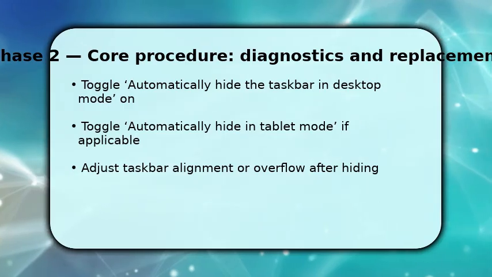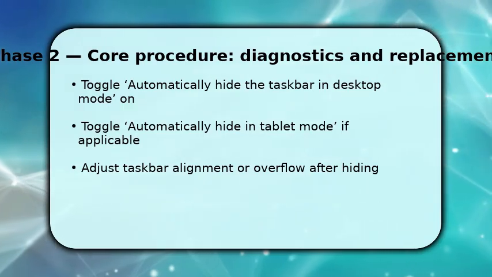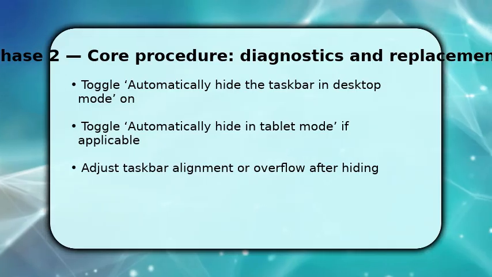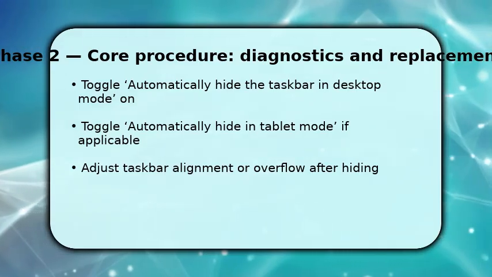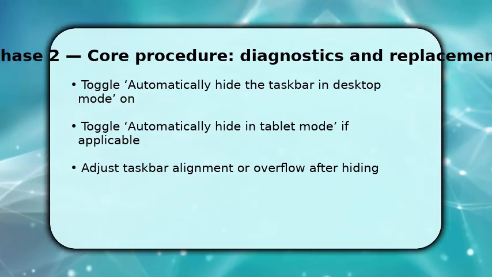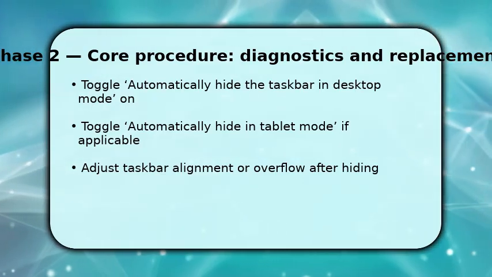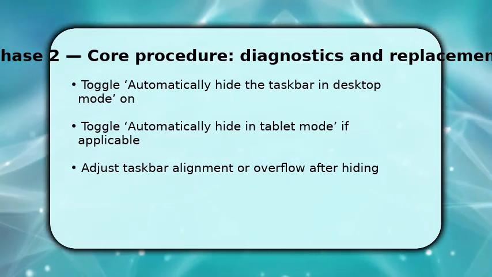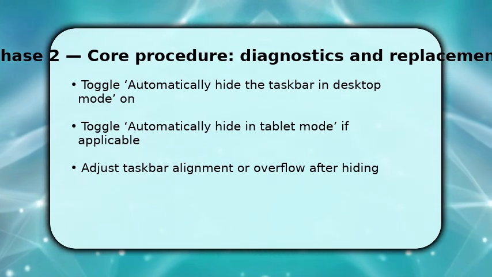Your taskbar should disappear. If it reappears unexpectedly, check app notifications or pinned apps. They can force visibility. Make adjustments to alignment or overflow to keep the hide consistent and unobtrusive. To finish, confirm the taskbar hides reliably by clicking outside and waiting.